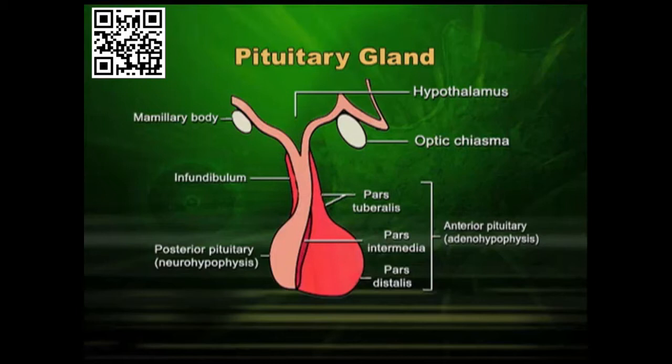The anterior lobe is also known as pars distalis or adenohypophysis. The posterior lobe can also be called neurohypophysis or neural lobe, and the intermediate lobe is called the intermediate lobe. The neural lobe is directly connected to the hypothalamus, or you can say it is an extension of the hypothalamus, whereas the anterior lobe and the intermediate lobe are indirectly connected to the hypothalamus. They have no direct connection.